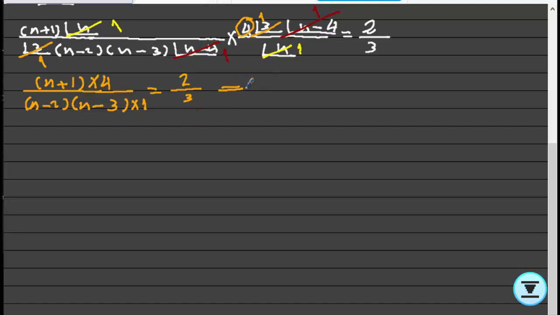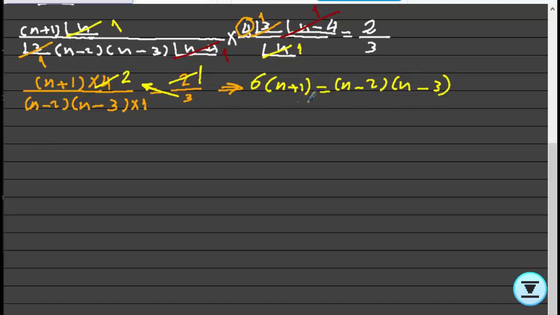And then we can divide both sides by 2 again. So divide here by 2. We have 1, and we have 4 divided by 2 equals 2. Now cross multiplication. We write 3 multiplied by the numerator equals 1 multiplied by this denominator. So we get 3 multiplied by 2, it is 6, multiplied by (n+1), which equals 1 multiplied by (n minus 2) multiplied by (n minus 3).